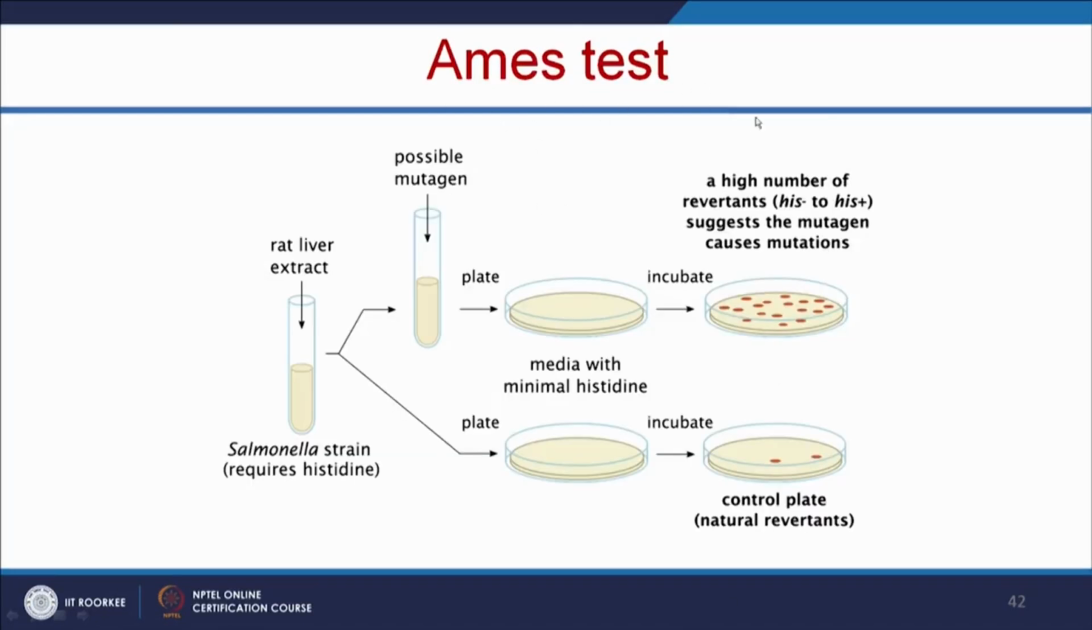So let us see what the Ames test is. Here we use a bacteria called Salmonella, which requires histidine for its growth, and to this we add the possible mutagen. In this case we are using the nanoparticles. This bacteria will be grown in a media with minimal histidine, and in the presence of this possible mutagen, if it causes a mutation, it will change the bacteria from histidine negative to histidine positive. So this bacteria will grow more on this plate. If the bacteria grow more on this plate, that means the nanoparticle may induce some mutation in the genetic material. You can see here, compared to the control plate, where only a few colonies were there.